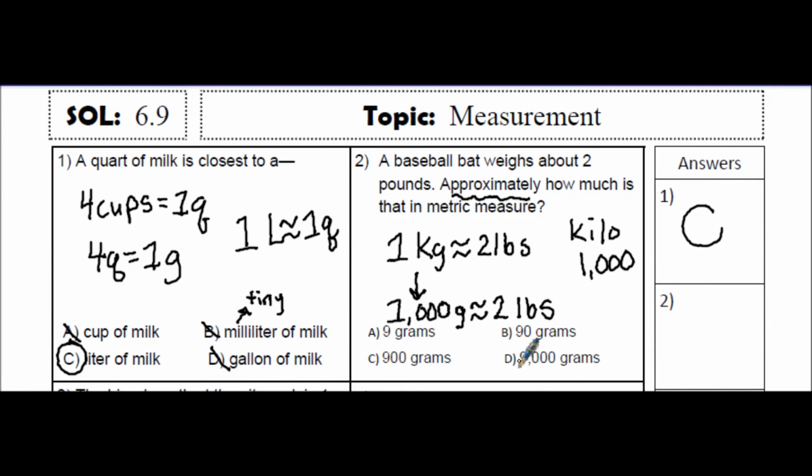So we want to know approximately. I don't see the answer of 1,000, but 9,099, like those are all way too big. 900 is really close to 1,000 grams, and answer choice C would be the best answer.